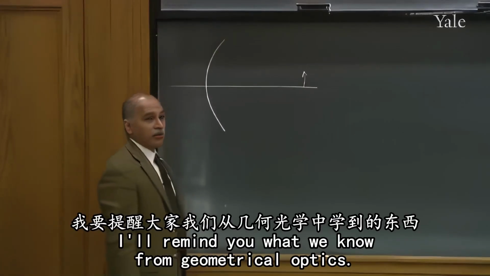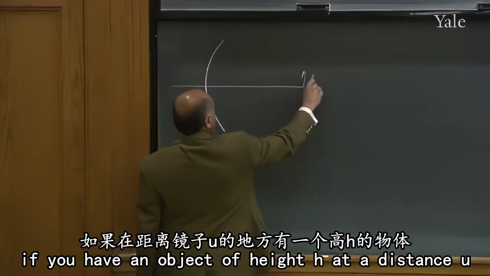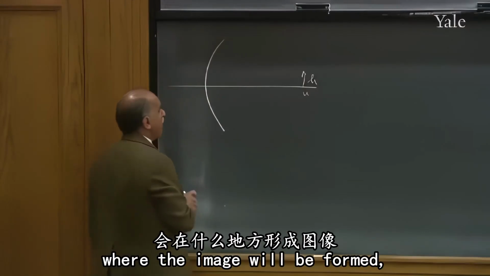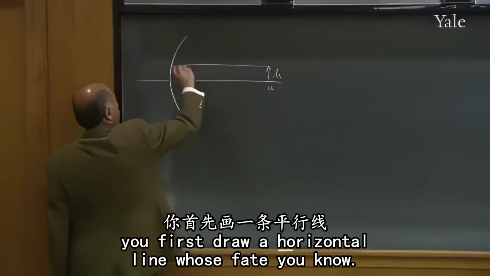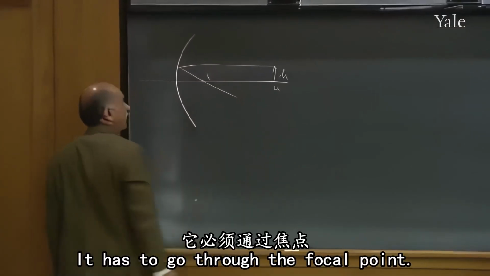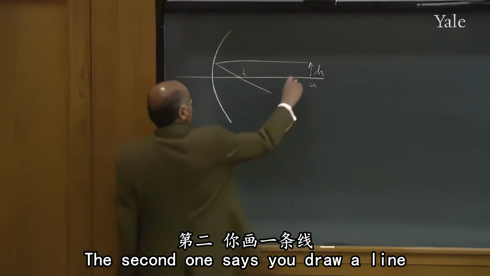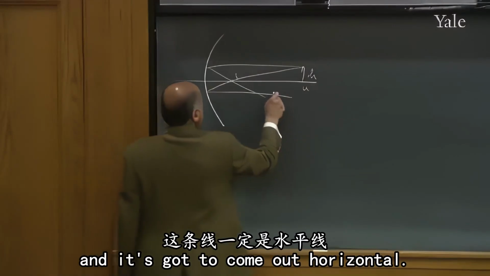I'll remind you what we know from geometrical optics. Geometrical optics tells you the following. If you have an object of height h at a distance u from the mirror, and you want to know where the image will be formed, you first draw a horizontal line whose fate you know. It has to go through the focal point. The second one says you draw a line through the focal point, and it's got to come out horizontal.